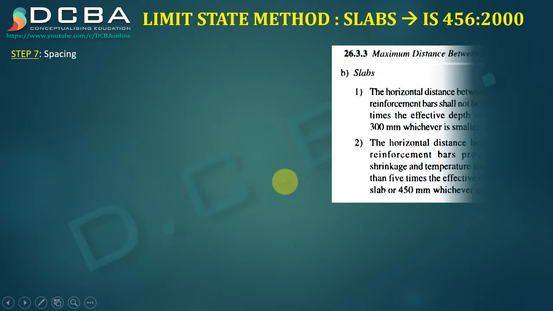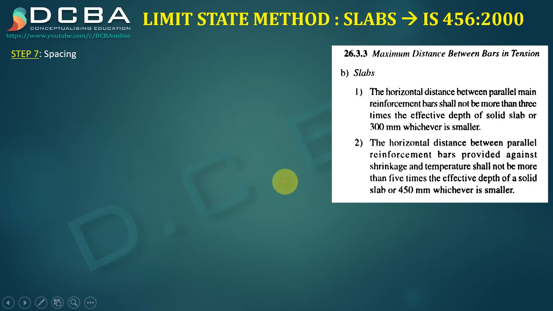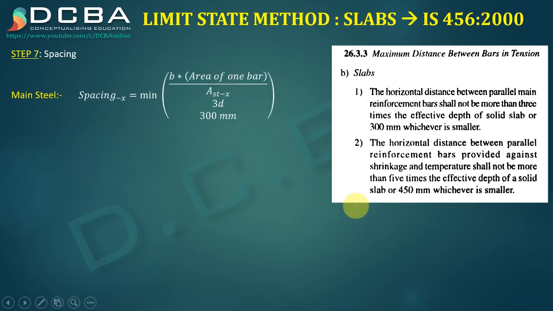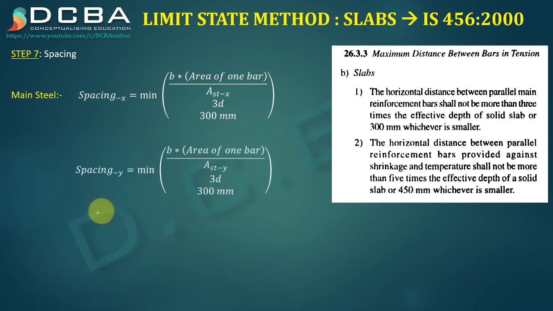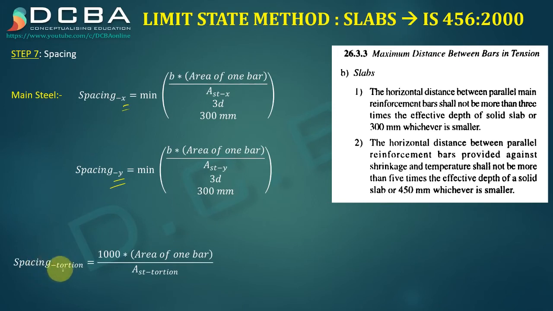Step 7 is spacing. So maximum distance between bars in tension, this we have already studied. Main steel, it is minimum of 1000 into area of 1 bar upon ASTX. Second criteria is 3D. Third criteria is 300 mm. Spacing Y, minimum of these three criteria again. Now we will have to consider two spacings because we are providing steel in both X direction as well as in Y direction. So both the times we will have to give spacing. Spacing of torsion is 1000 into area of 1 bar upon AST torsion.